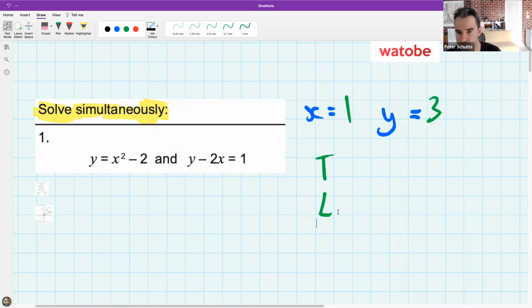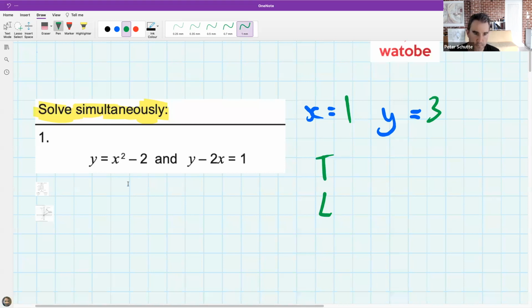Put in the chat whether you think I'm telling the truth or telling a lie that x is 1 and y is 3 is a simultaneous solution to this simultaneous equation. Am I telling the truth or am I lying? How would we check?